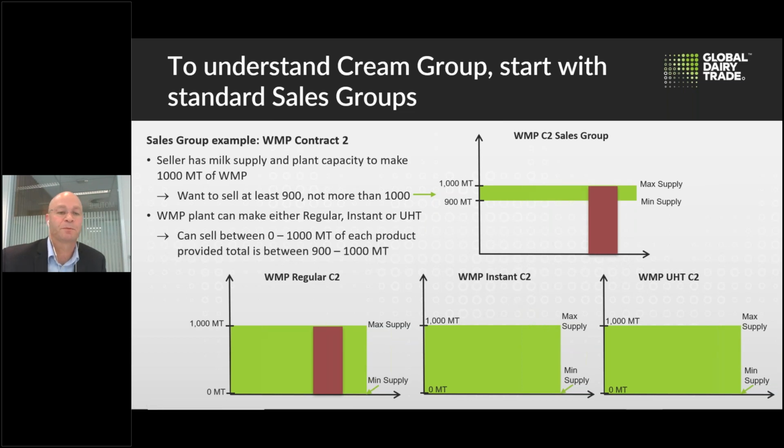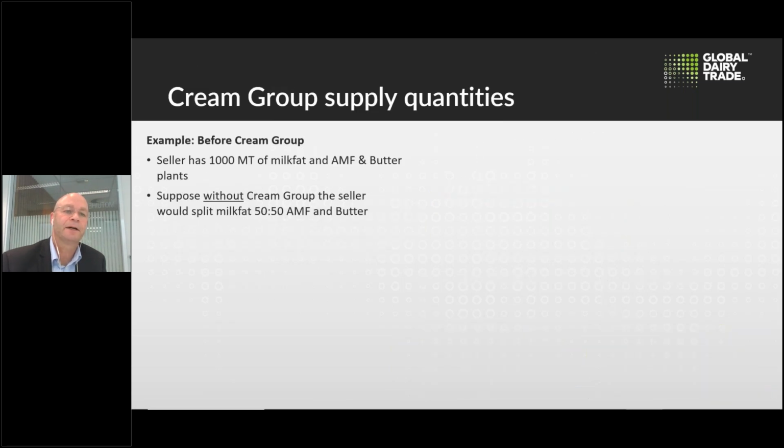So one possible outcome is we sell 1,000 tons of regular and nothing of instant and UHT, and that satisfies the constraints. Or another example is we sell some of regular, some of instant and some of UHT. It really depends on what the bidders want to do. But as long as the 3 products add up to being not more than 1,000 tons, then that's going to be a clearing outcome. So the cream group is similar to that, and I'll just walk you through how that works.